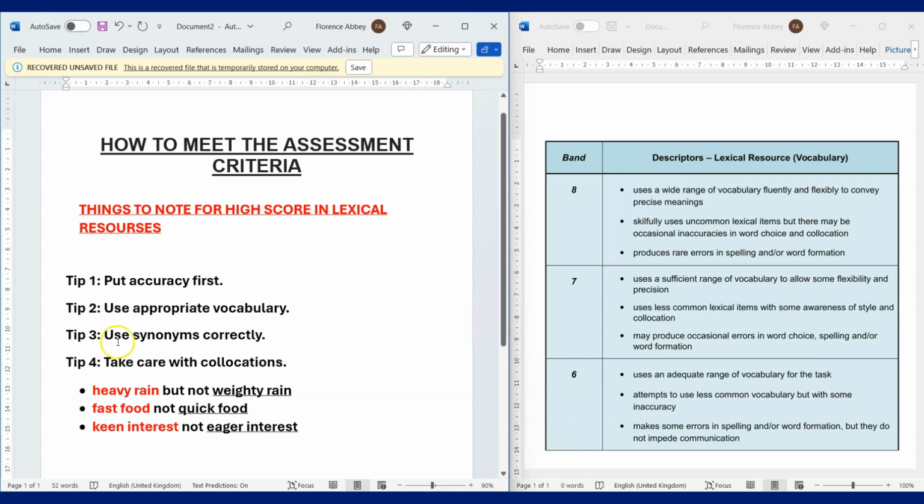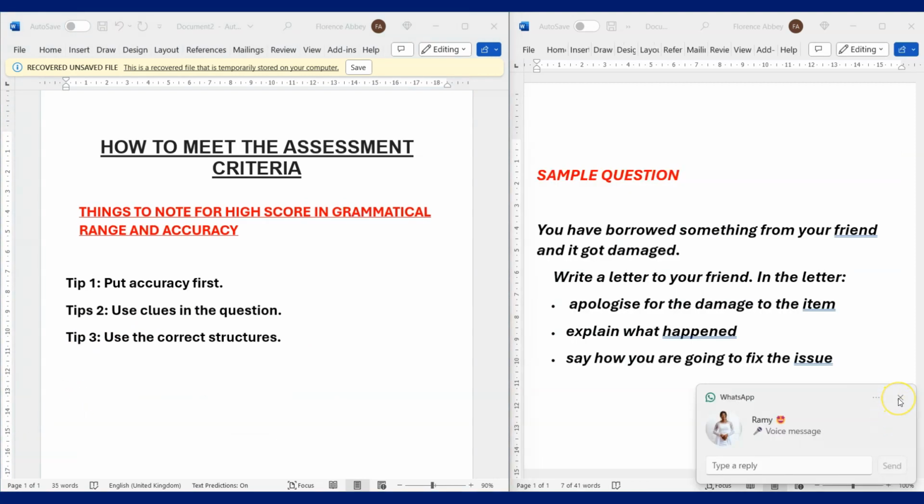Now let's go to the last one, which is grammatical range and accuracy. Let's use this sample question to explain what we need to do in the grammar in order to get a high score.